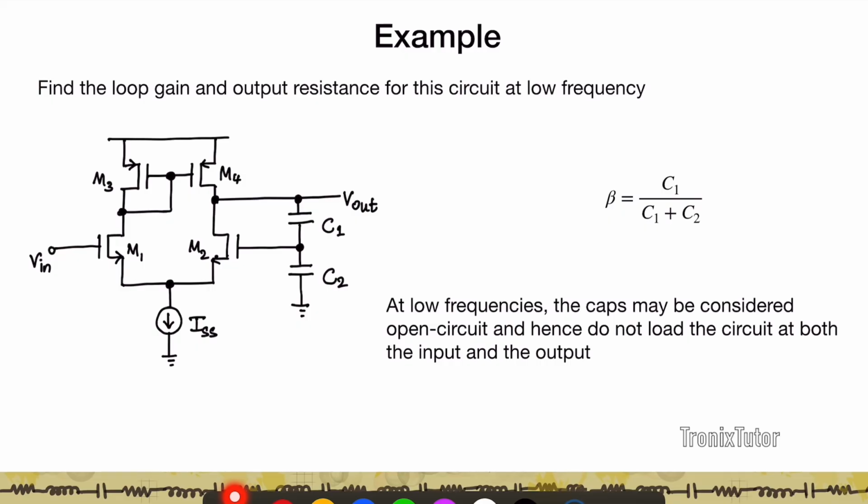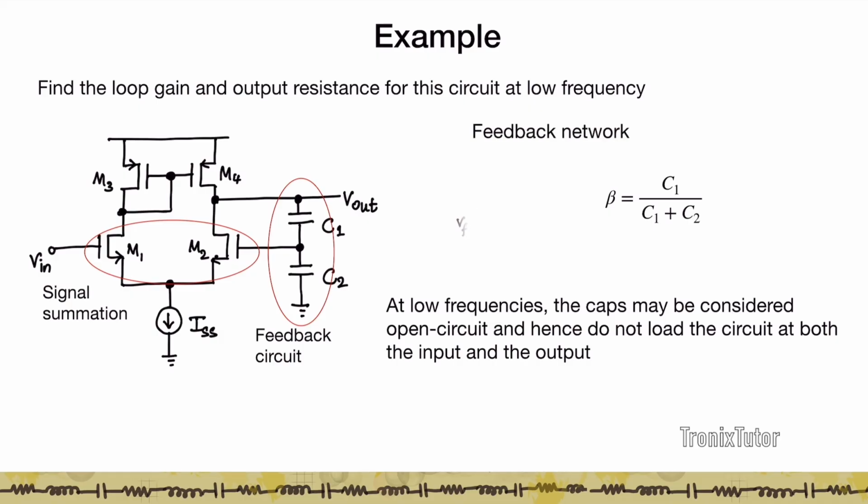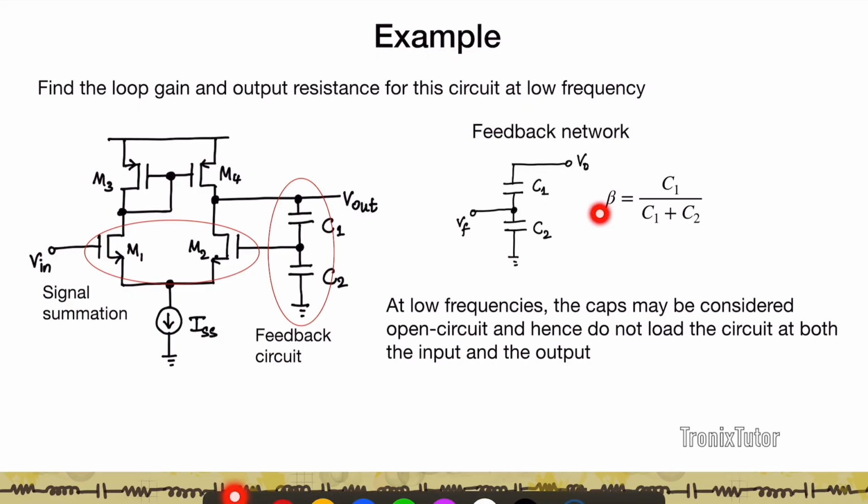Now let's look at another circuit here. Find the loop gain and output resistance for the circuit at low frequency. So here I have a differential amplifier, right? Now the output is taken and sent through two capacitors, so it's a capacitor bridge here, and that output is being sent to the input here. So again, the summation happens as M1 minus M2. So if you look at the feedback network, it consists of C1 upon C2. And so now if I look at beta, it is essentially VF upon V naught.